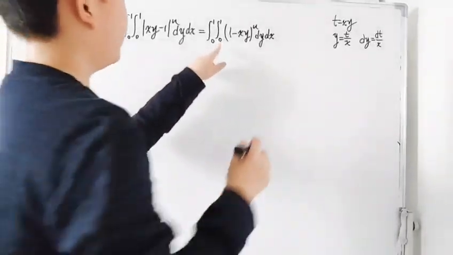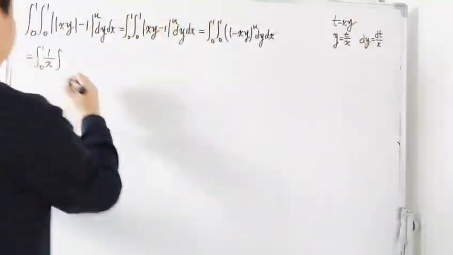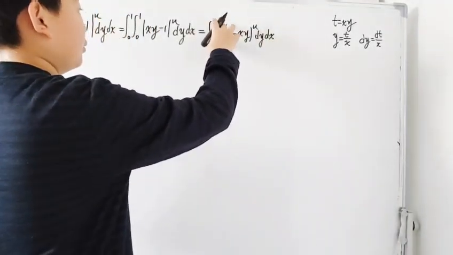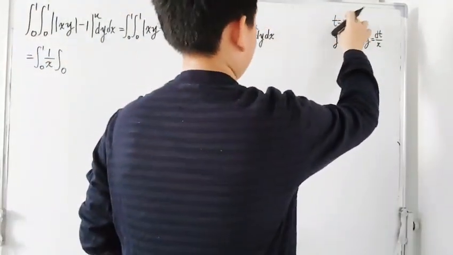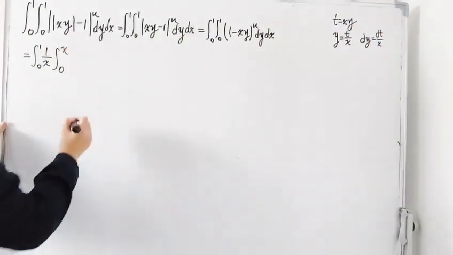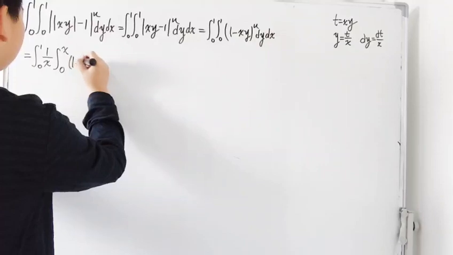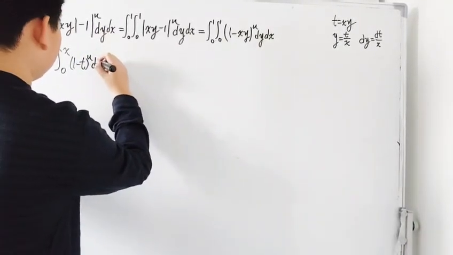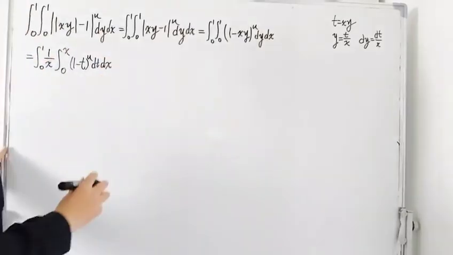If we plug in 0 for that, we still get 0, so this one is still 0. Then, if we plug in 1 here, 1 for y, t equals just x, so we have an upper bound of x here, and then 1 minus t to the nth power dt dx.